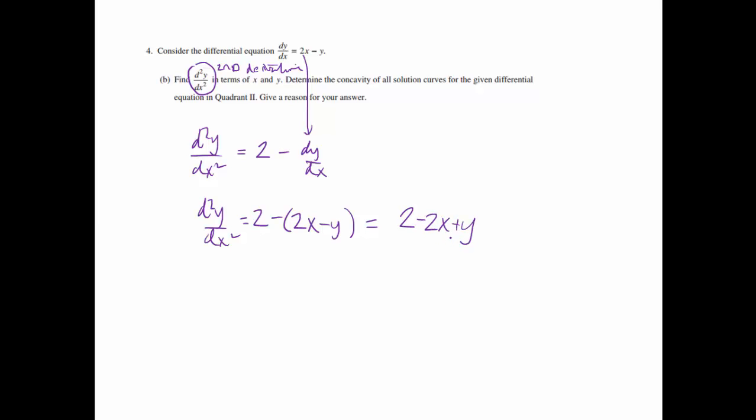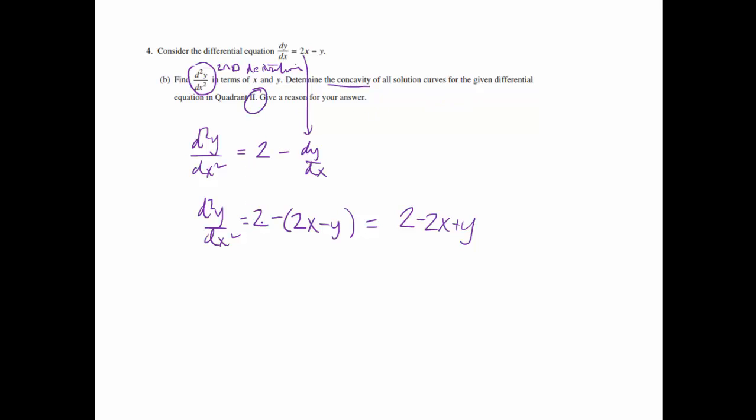And then on the right side, the derivative of 2x is 2, minus the derivative of y would be 1 times dy/dx. All right, they did say they'd like their answer in terms of x and y, so we don't want to keep that dy/dx in there, but we know what dy/dx is. So our second derivative will equal 2 minus the quantity 2x minus y, and if I simplify that, that will be 2 minus 2x plus y. Okay, and then from there, we're not done because it says to determine the concavity of all solution curves for the given differential equation in quadrant 2.